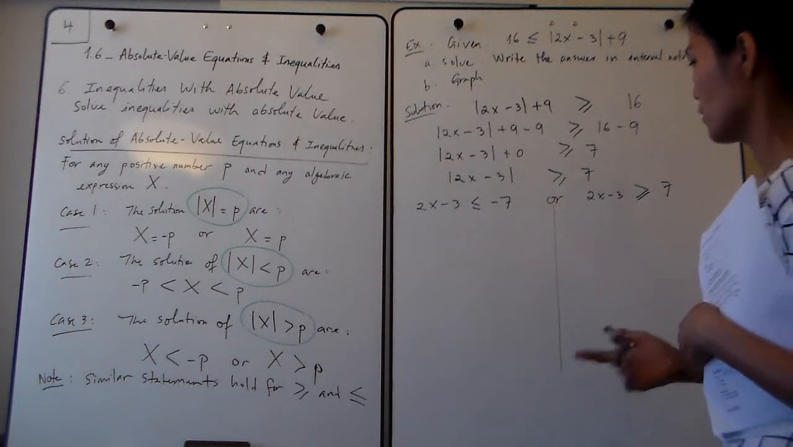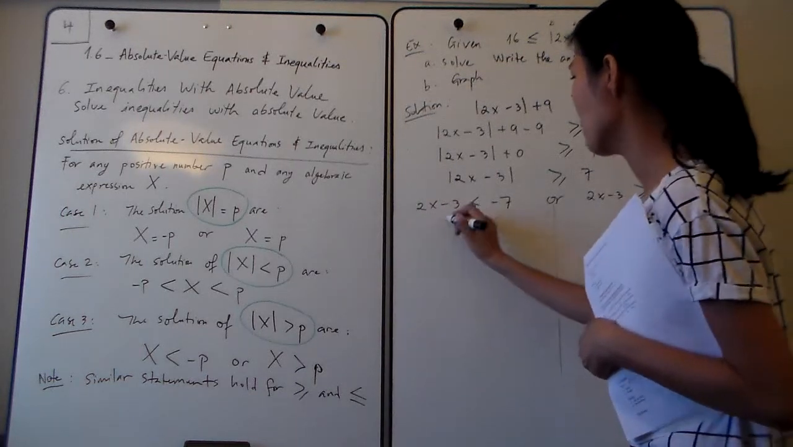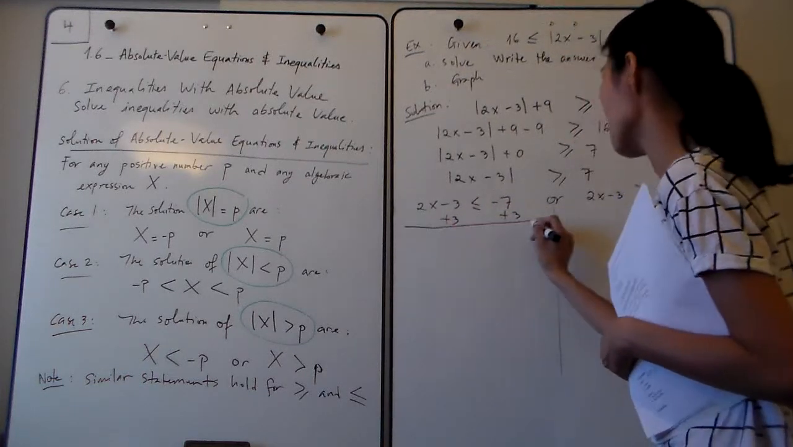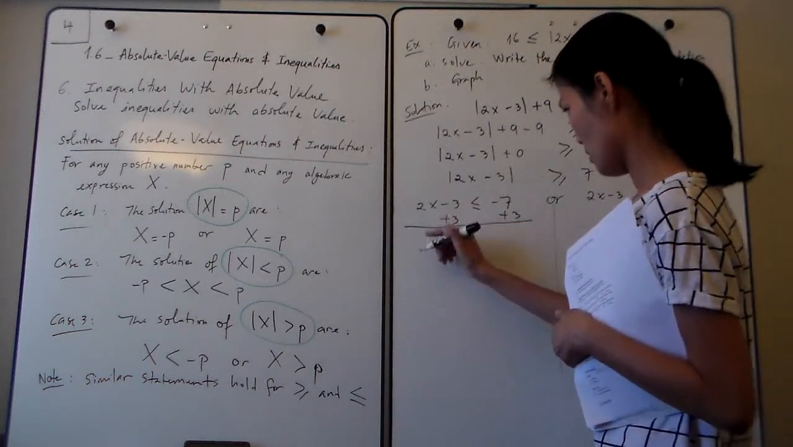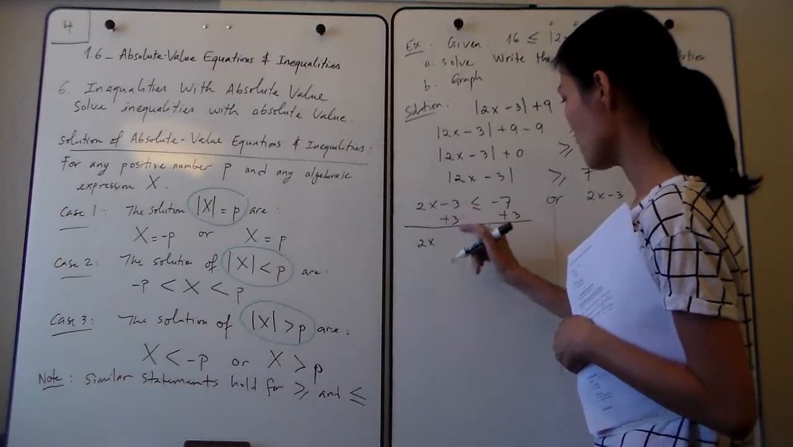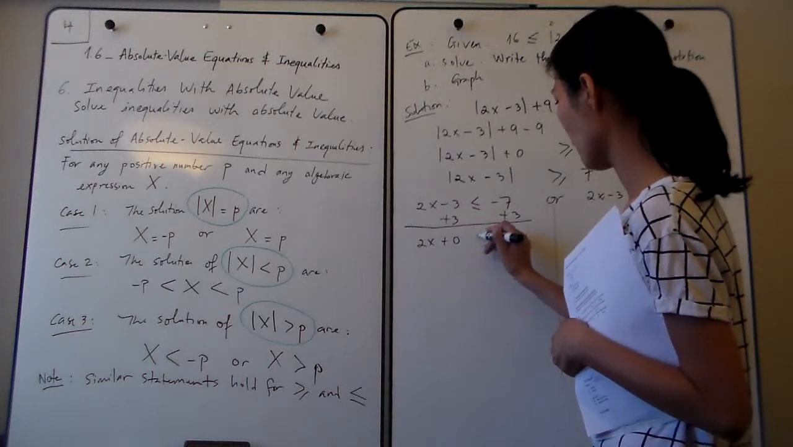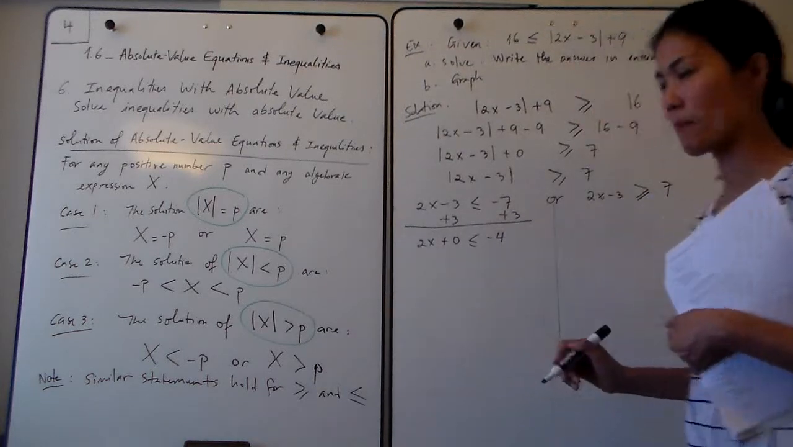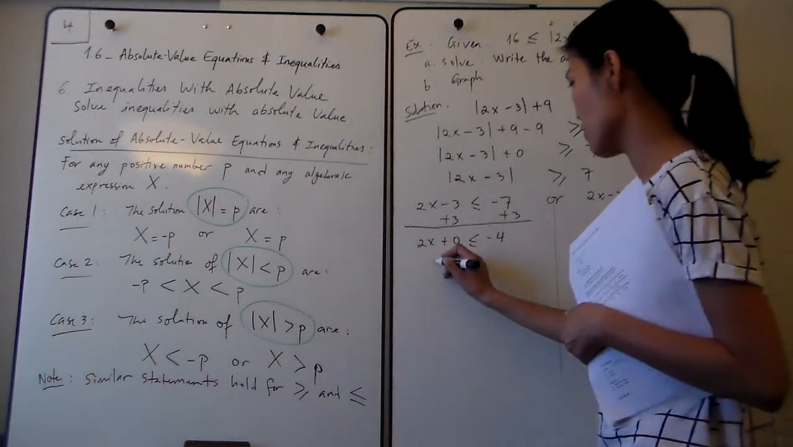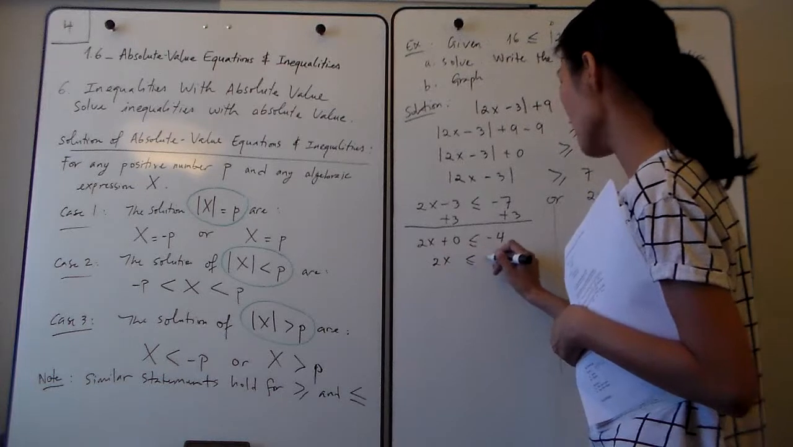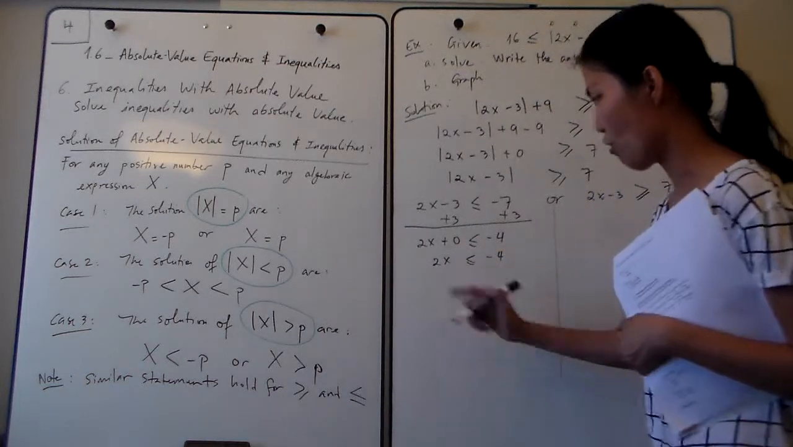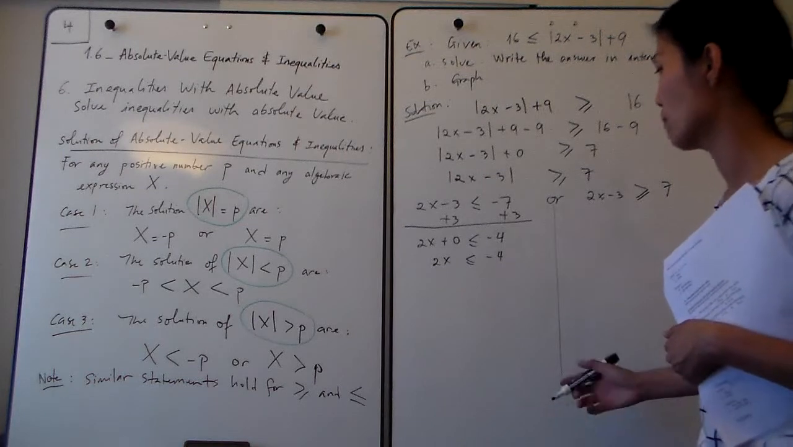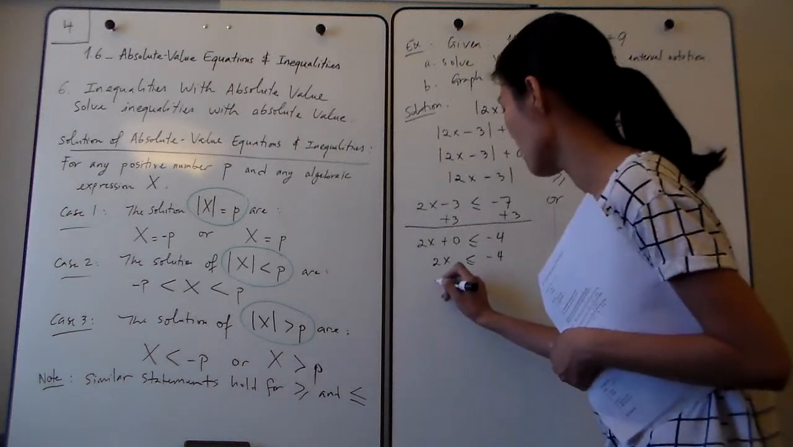To solve for x, we need to add 3 on both sides so we can remove the negative 3 term. 2x minus 3 plus 3 is 0. Negative 7 plus 3 is negative 4. So 2x plus 0 is 2x, less than or equal to negative 4. We can solve for x by dividing by 2 on both sides, or multiplying by 1/2 on both sides. So 2x.